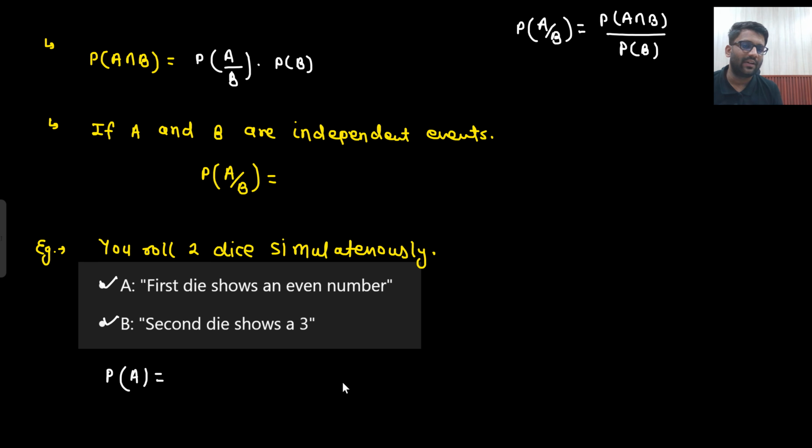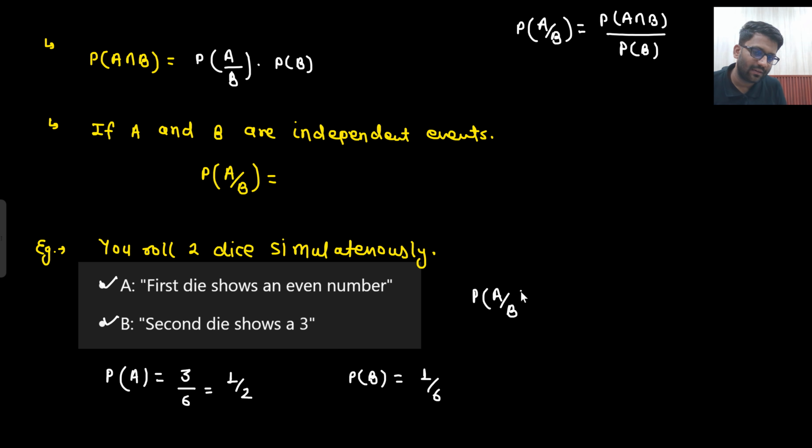First die shows an even number. So even number, that would be 3 by 6. Now let me know what will be the probability of B. Second die shows a 3, 1 by 6, right? If I ask you what is the probability of A by B, that means probability of event A such that event B has already occurred.